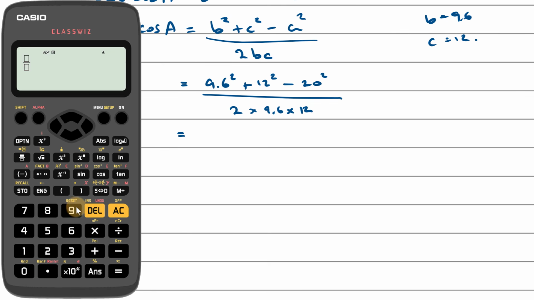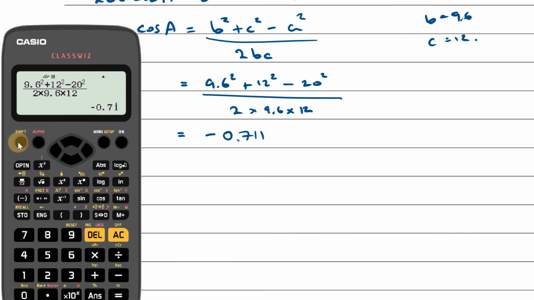So what's that? We can put all that into the calculator, can't we? So 9.6 squared plus 12 squared minus 20 squared, divided by 2 times 9.6 times 12. Now that comes out to be a negative number, minus 0.7111. Lots of ones. I'm just going to write down the first couple.